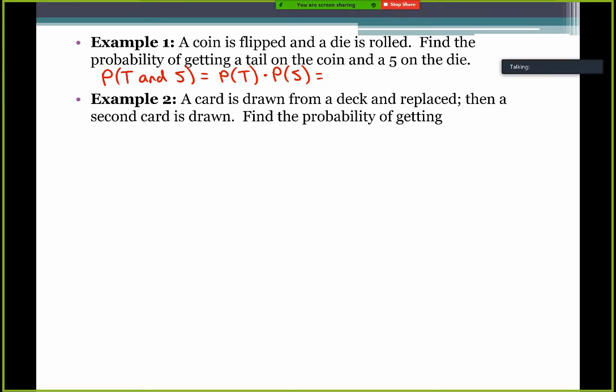Everything we've done up to this point involving that word and, we always had that common denominator piece there. We were only selecting one thing, or we were just rolling the die, we were just flipping the coin. Only one event was happening up to this point. So the probability that we flip a tail is just a half. Probability we roll a 5 is 1/6. Multiply, we just multiply across the top, multiply across the bottom. And there's our probability.